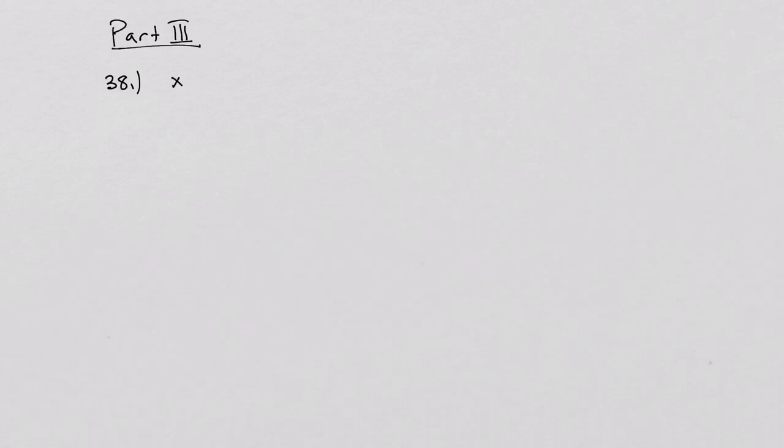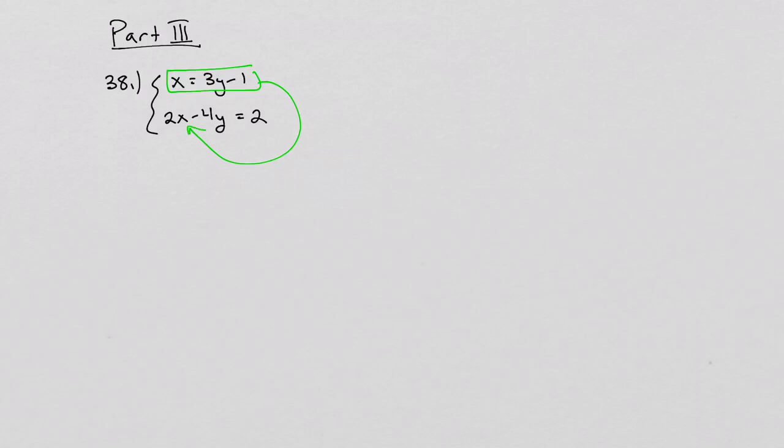So the system is x equals 3y minus 1 and 2x minus 4y equals 2. Now, looking at this one, I'm going to use the substitution method. And the reason why I'm going to do that is because x has already been given in terms of y in this first equation. So all I really need to do is take this and plug this in for x in the second equation, because x is already given to me in the first equation as 3y minus 1.